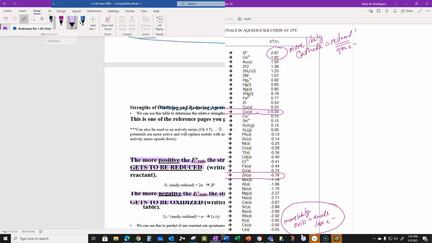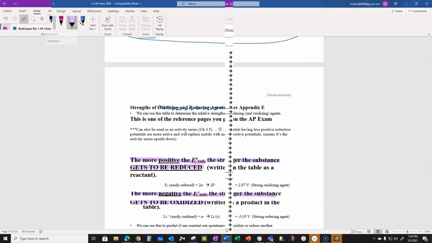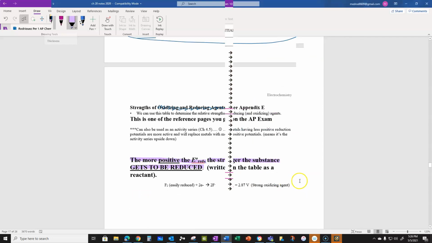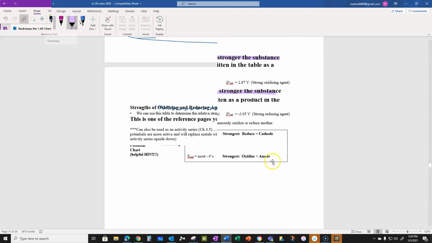No, we're not memorizing numbers. Heck no, we're not memorizing numbers. But right here, as you see in the middle, there's the standard hydrogen electrode. That is the standard that started it all. The more positive, the more likely reduced. The more negative, oxidized. I even put that in here right there to help you guys.